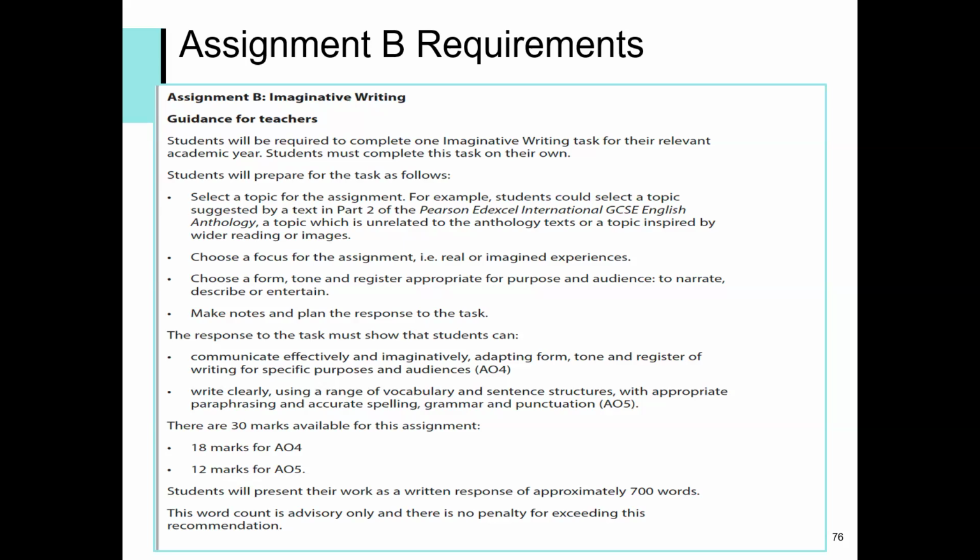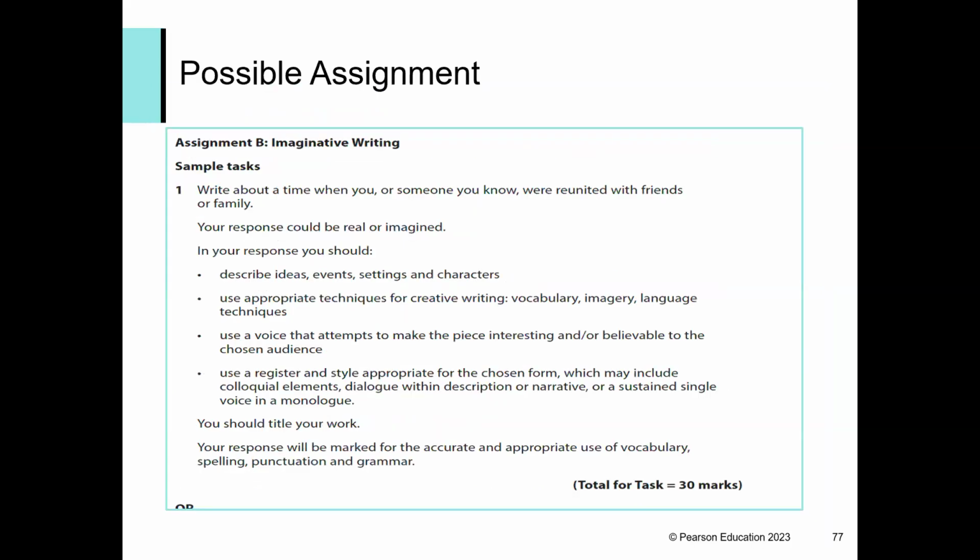So again, we have a sample assessment for you. Write about a time when you or someone you know reunited with friends or family. Your response could be real or imagined. In your response, you should describe ideas, events, setting, and characters. Use appropriate techniques for creative writing: vocabulary, imagery, language techniques.